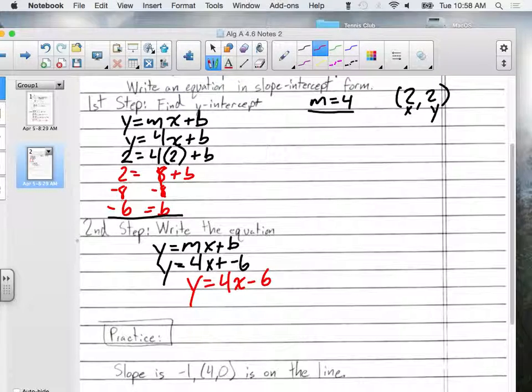Right. So this is our second step. We're just trying to write the equation, right? So this is our general form for slope-intercept form. We identified our m, so that's where the 4 comes in. We identified our b right there, so we just substitute that in. So when it tells us to write an equation, what two variables should be in our answer? What two variables are up there?